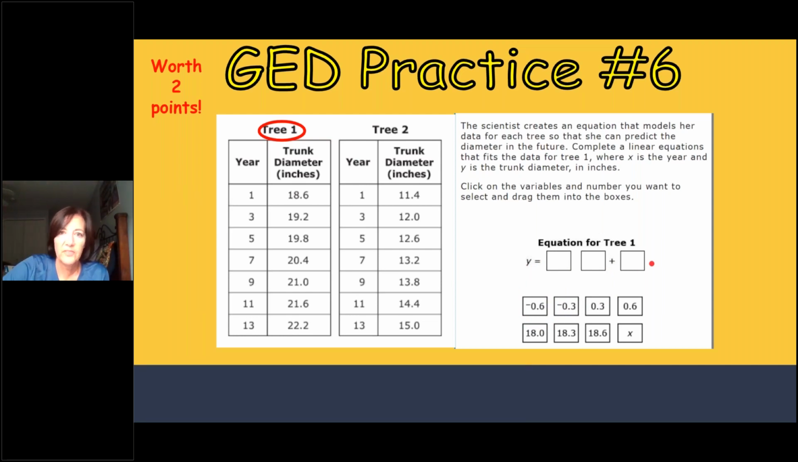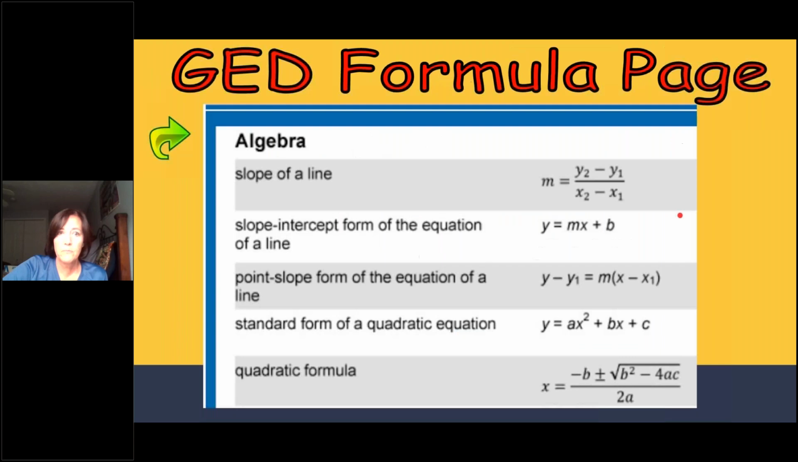So it says, the scientist creates an equation that models her data for each tree so that she can predict the diameter in the future. Complete a linear equation that fits the data for tree 1, where X is the year and Y is the trunk diameter in inches. Click on the variables and number you want to select and drag them to the boxes. Okay, so this time we are only looking at the data for tree 1. And again, we're talking about equations, and they're telling us it's going to be a linear equation for tree 1.